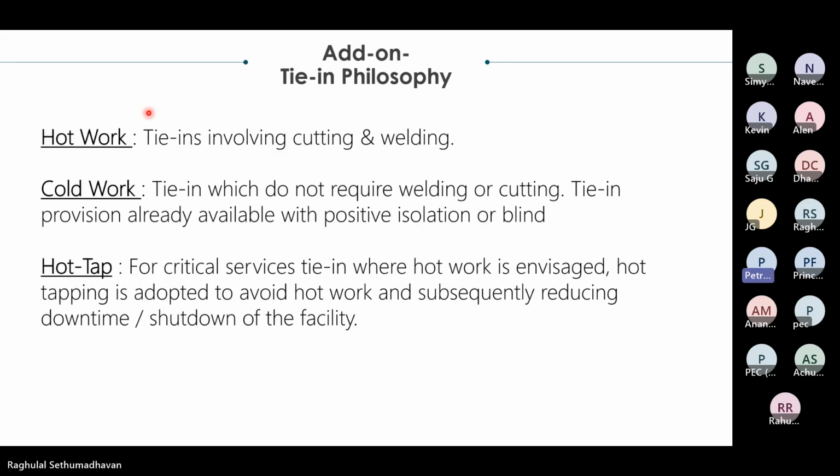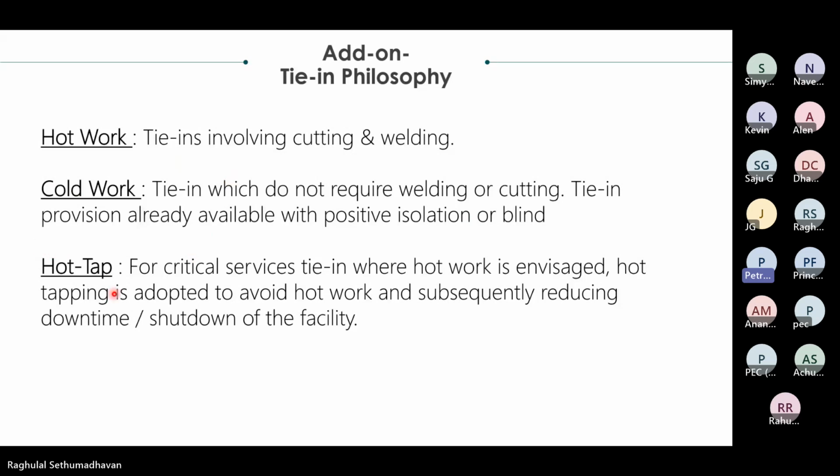Types are: there are tie-ins involving cutting and welding. There are cold tie-ins also, that don't require any welding or cutting. Sometimes the tie-in provision will already be provided, and we have to just connect it. It will be isolated with a positive isolation gap. So we make the tie-in. That's a cold tie-in.